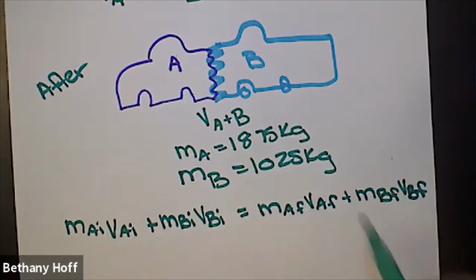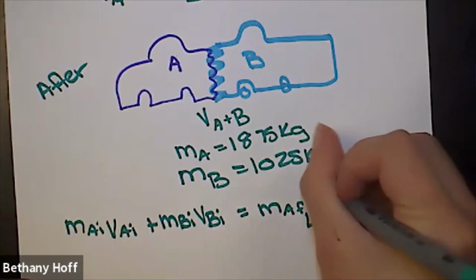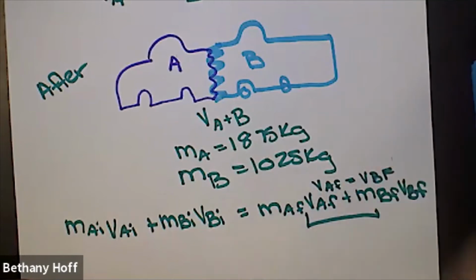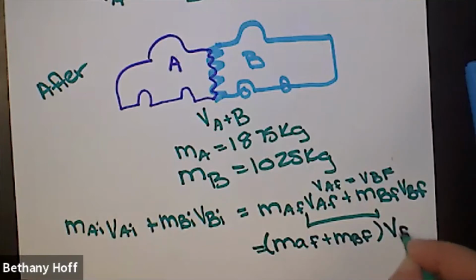Now I can break this apart. If we know that these two velocities are the same, so we know that the velocity of A final is going to equal the velocity of B final, what we can do is call that the final velocity. So if I pull that out, I get the mass of A final plus the mass of B final, times just the final velocity, because again, those two are moving at the same speed.